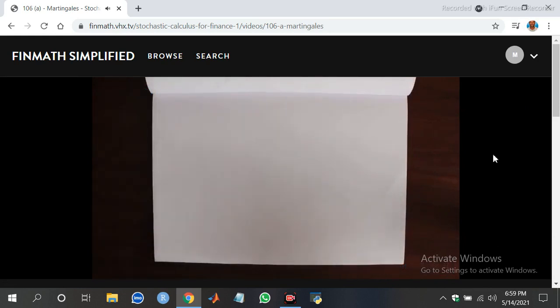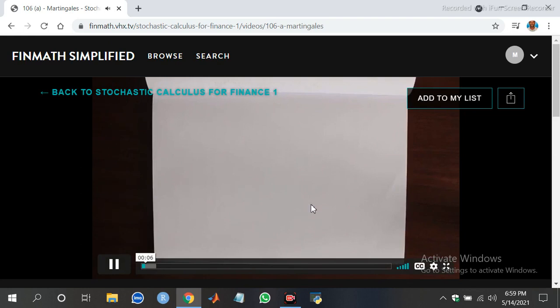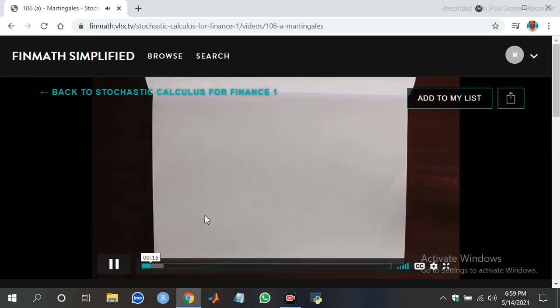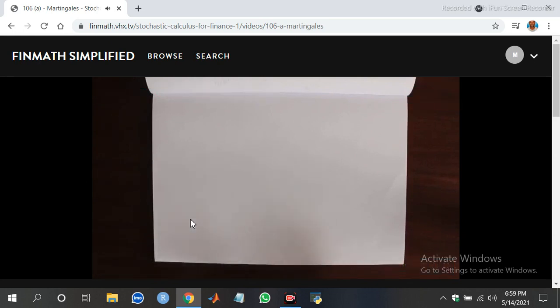Hi guys. So today let's talk about martingales. Martingales are extremely important in finance because they are the foundations for no arbitrage theory and risk neutral pricing. In this class I want to describe what a martingale is, and later we're going to use this martingale property when we're doing risk neutral valuation.